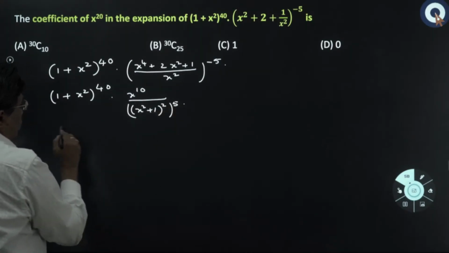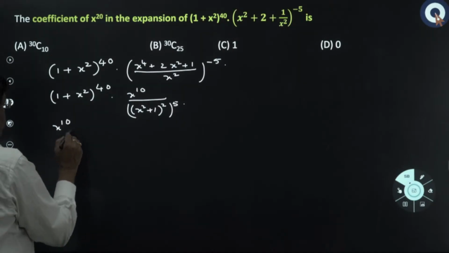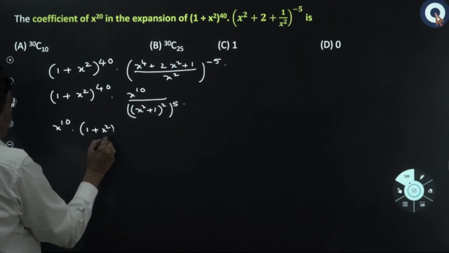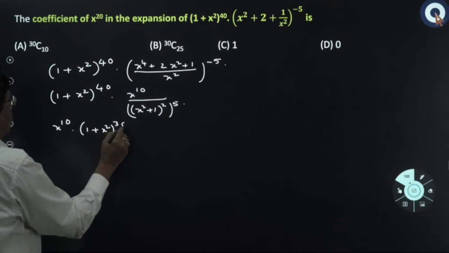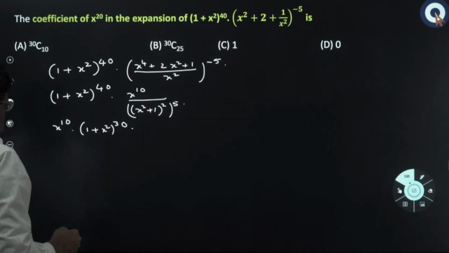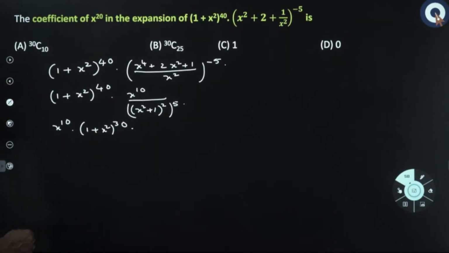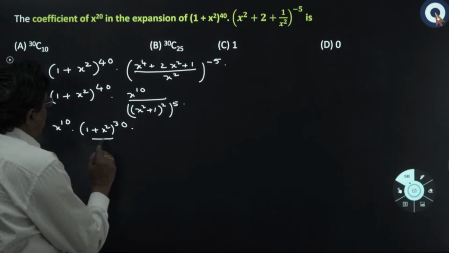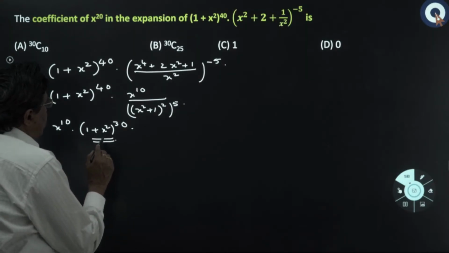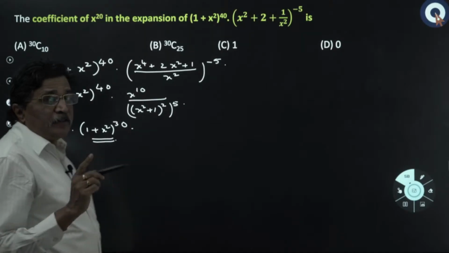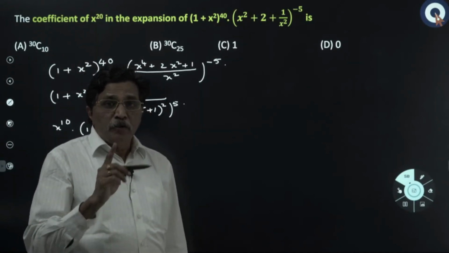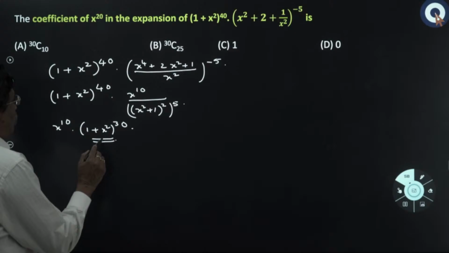So, this happens to be x power 10 into (1 plus x square) whole power 40 minus 10, which is 30. So, this is x power 10 into (1 plus x square) whole power 30. In this we want x to the power 20, because every term of this expansion is multiplied with x power 10. A term containing x to the power of 10 in this expansion when multiplied with x to the power of 10 will become x power 20. So, therefore, we will find out the coefficient of x to the power of 10 in this.